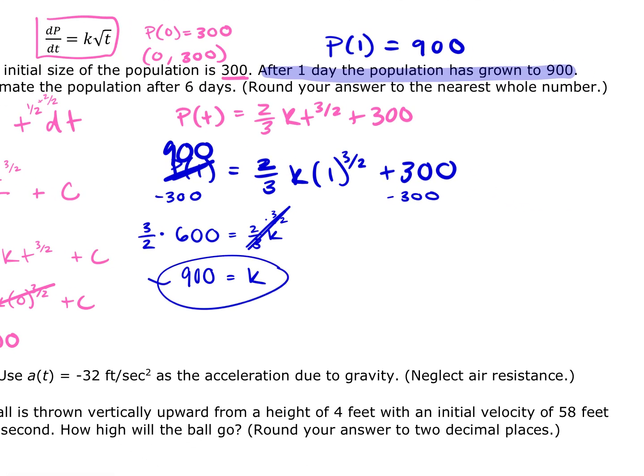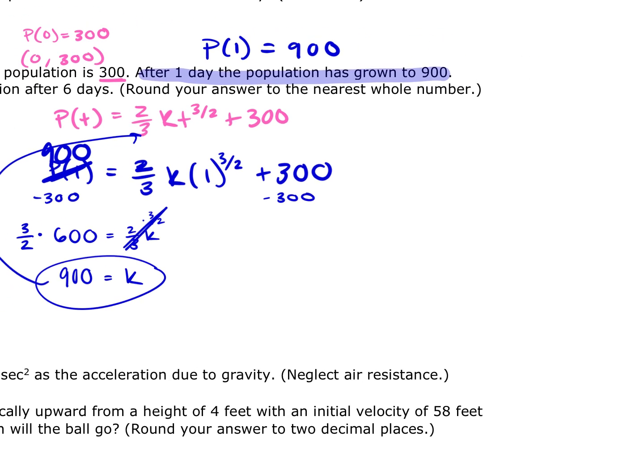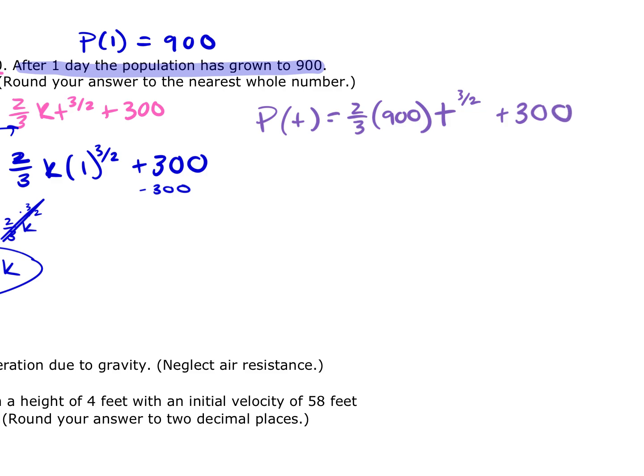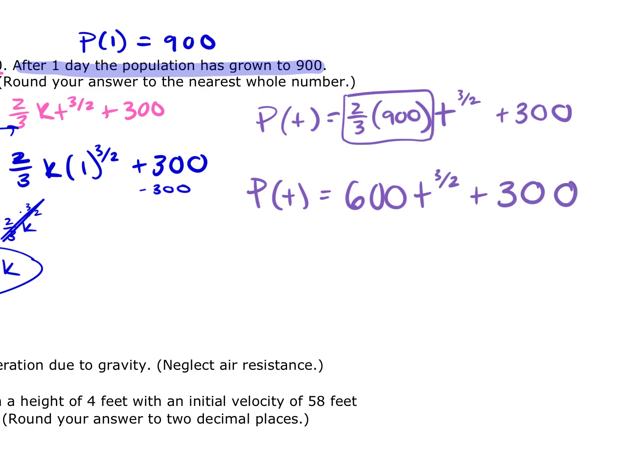So now let's plug that into our function here. So P of t equals 2/3 times 900 times t to the 3/2 plus 300. We can simplify this a little bit more. Let's multiply the 2/3 times 900. 900 divided by 3 would be 300, times 2 would be 600. So P of t equals 600 times t to the 3/2 plus 300. So this would be our equation for the population.